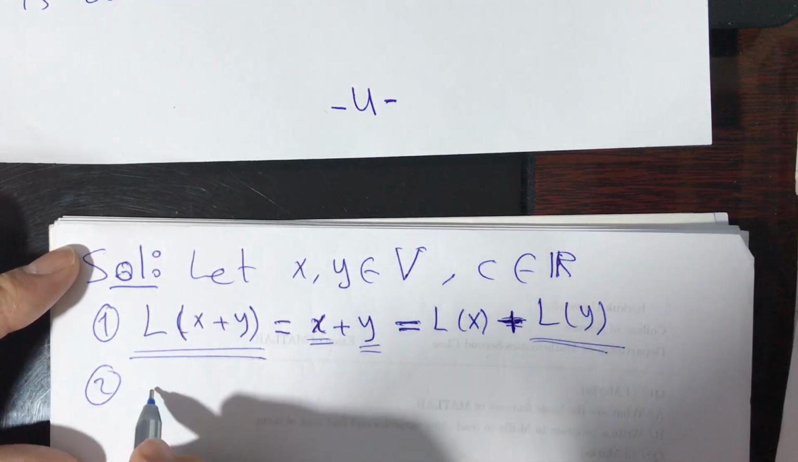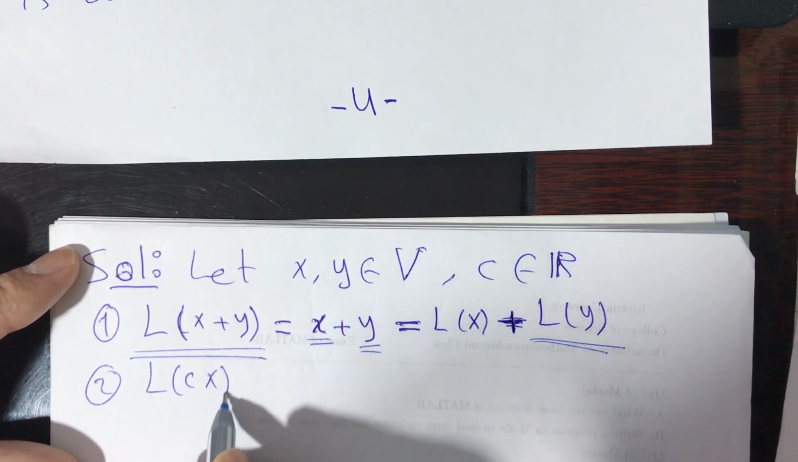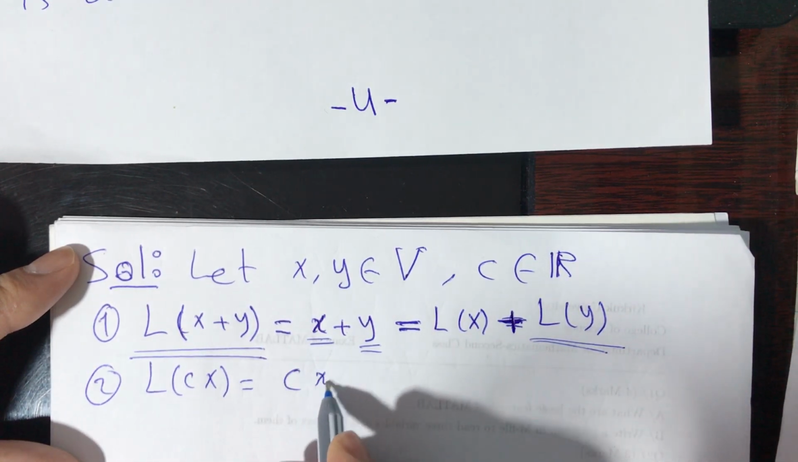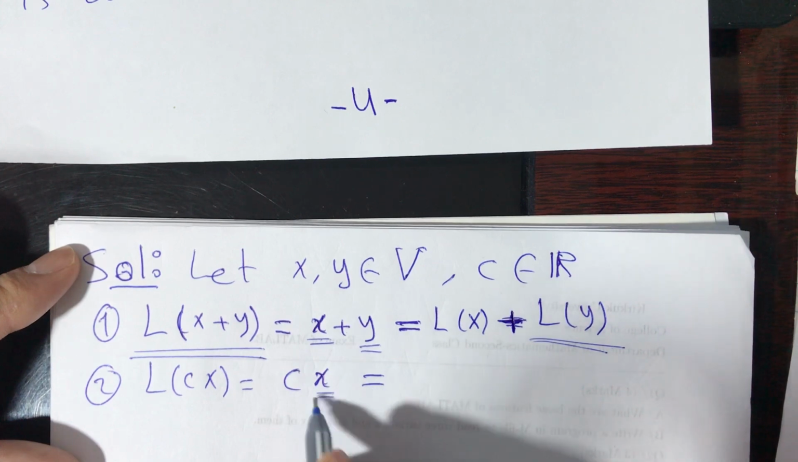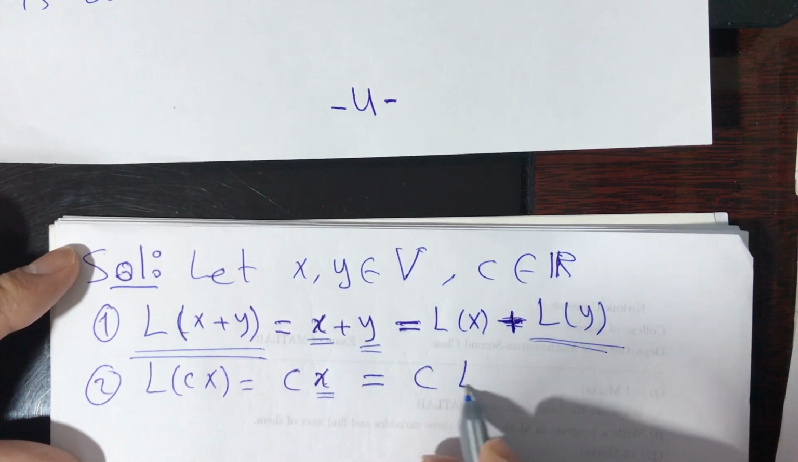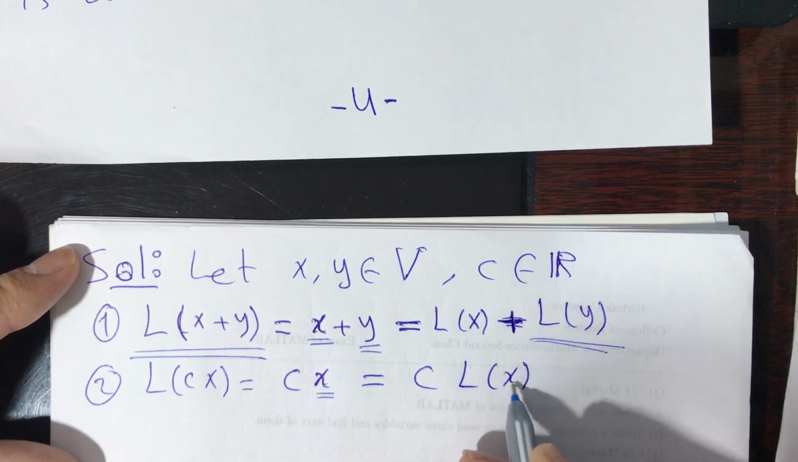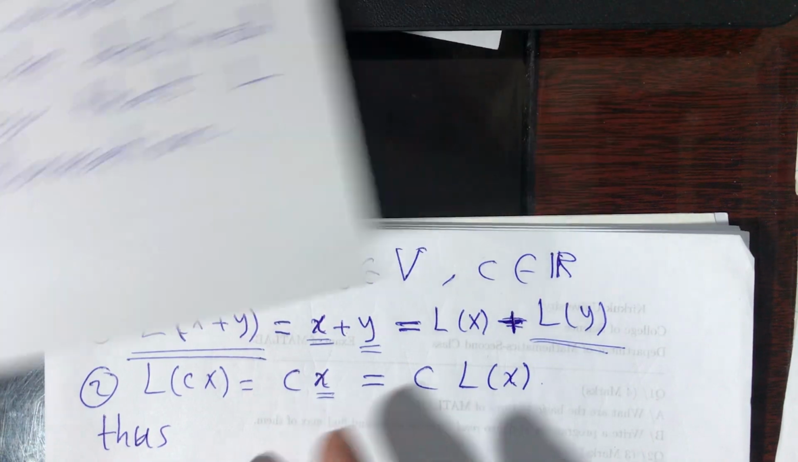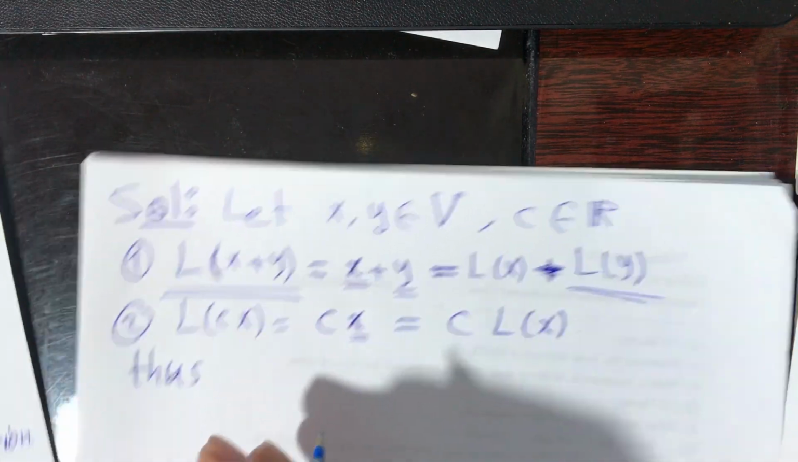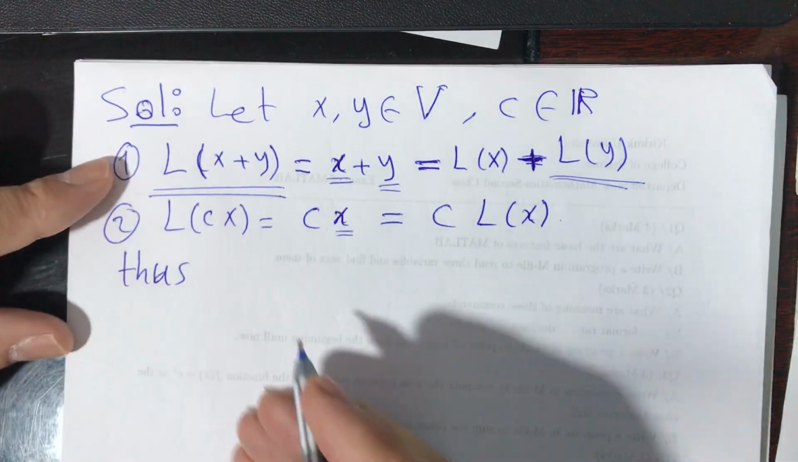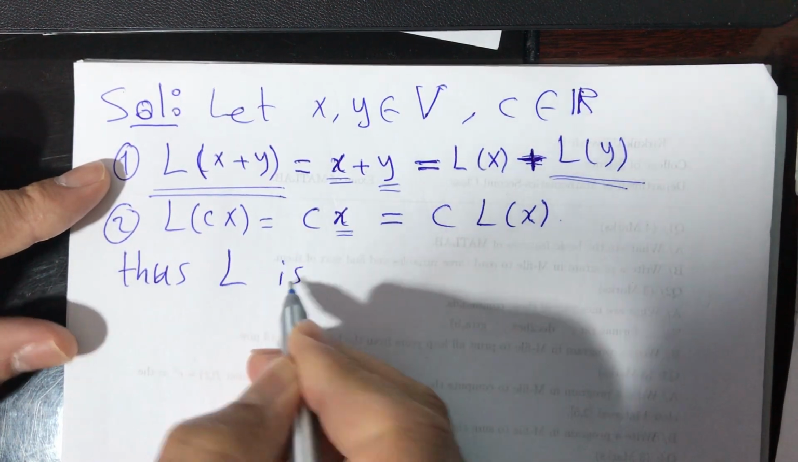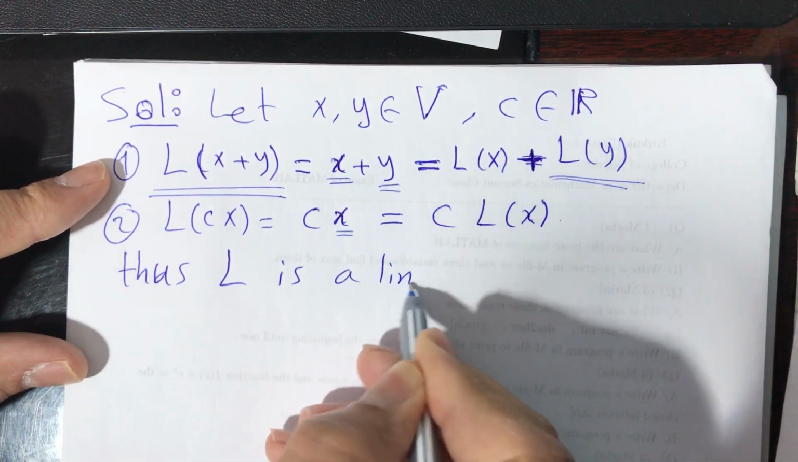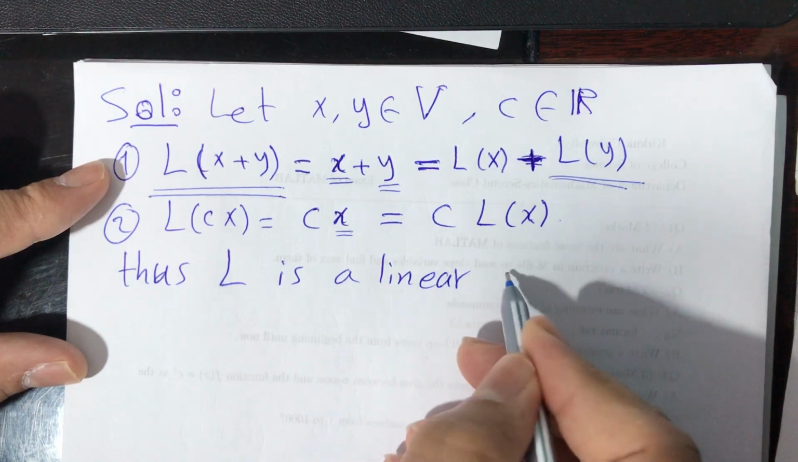And the second condition, L of cx is equal to cx, and this is equal to c L of x. So this is L of cx. Thus L is a linear transformation.